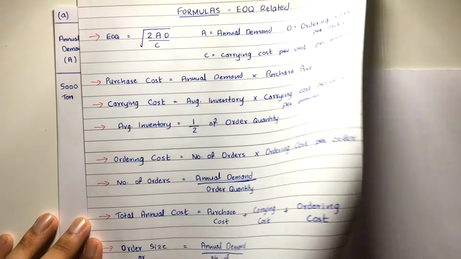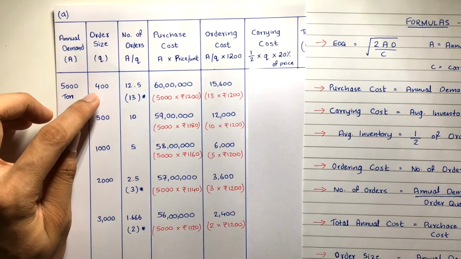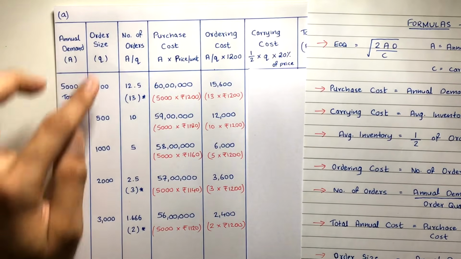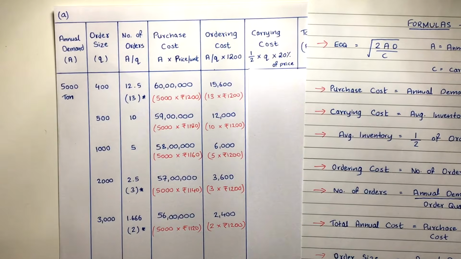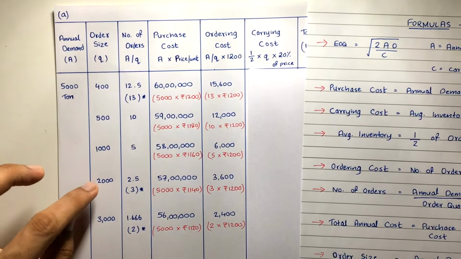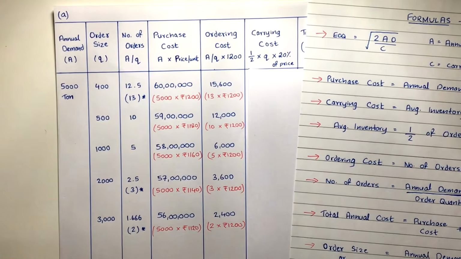Yes, of course we have. Order quantity means order size. Half of order size. Here we have 400, 500, 1000, 2000, 3000. So half of this will be the average inventory. Here 200, 250, 500, here 1000, here 1500, isn't it? These are the average inventory.